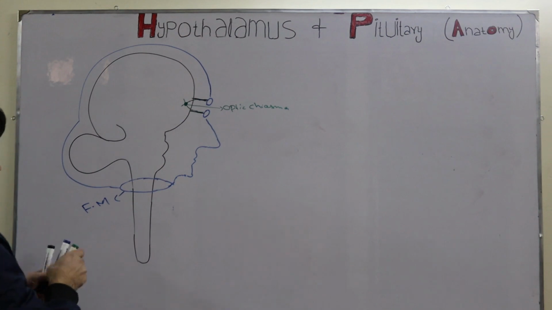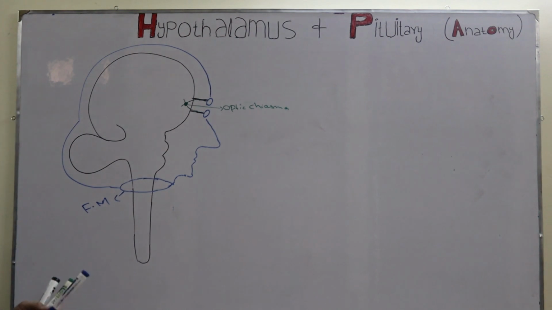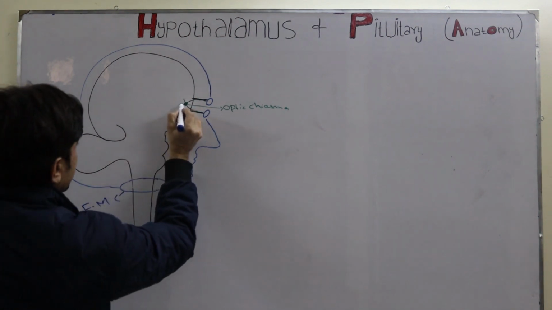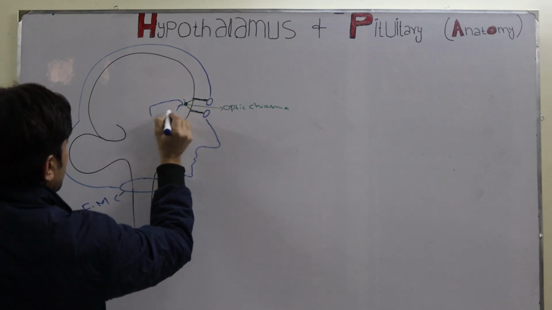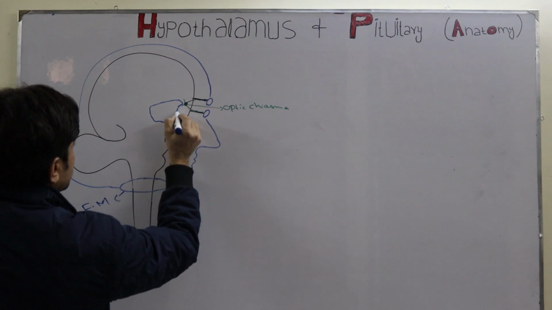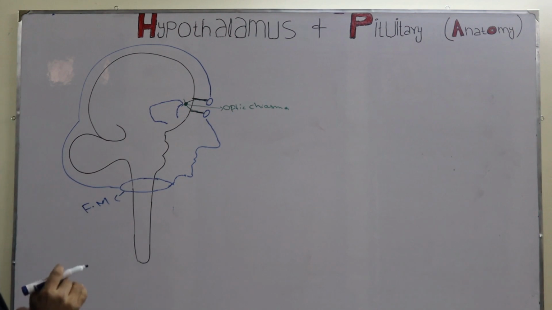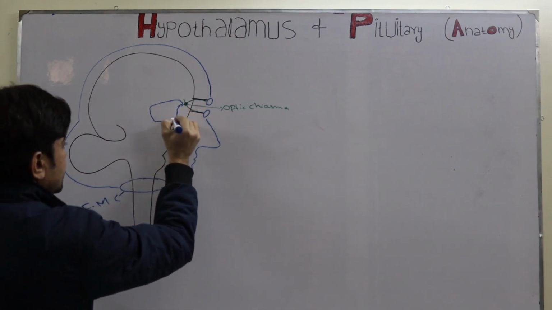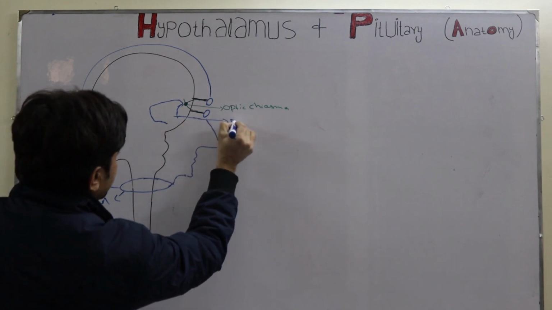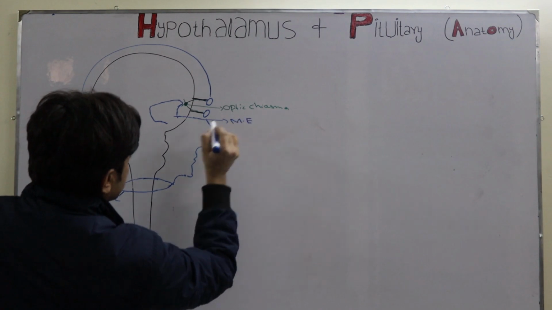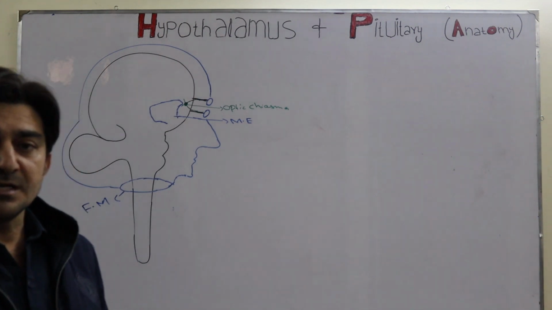Okay. Now, the region beyond this optic chiasma is the hypothalamus. So here are the tissues of hypothalamus. This tissue of hypothalamus also outgrows downward. This region of hypothalamus is called median eminence. Actually, this median eminence is the area of hypothalamus where hypothalamic hormones are produced.